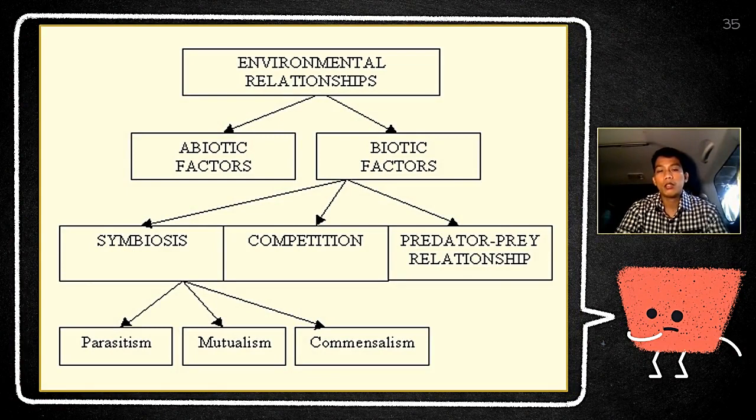To sum it all up, in environmental relationships, we have 2 factors, the abiotic and biotic factors, or the non-living and living factors. For the living factors, we have 3: symbiosis, competition, and predation, or the predator-prey relationship. Symbiosis is divided again into 3 parts, which are parasitism, mutualism, and commensalism.